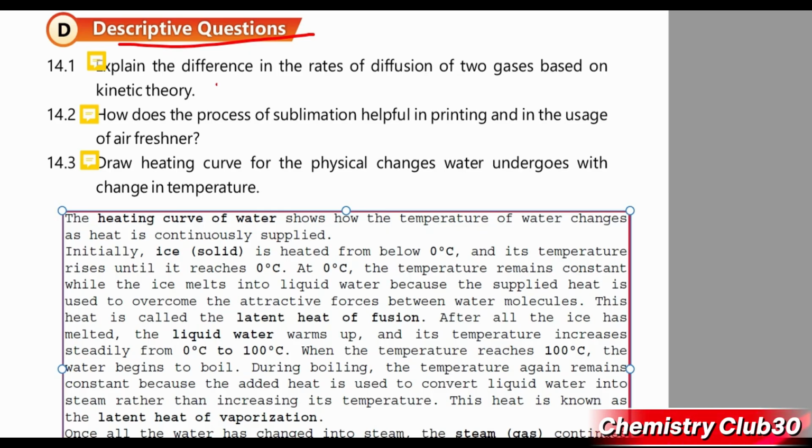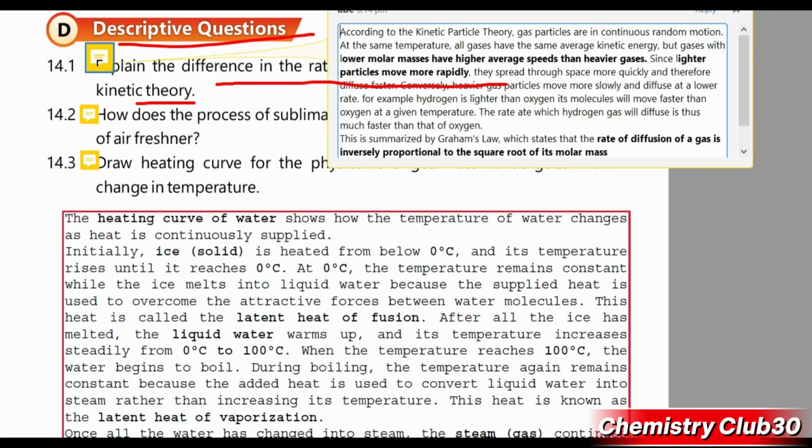Question number 1 is explain the difference in the rate of diffusion of two gases based on the kinetic theory. And the answer is, according to kinetic particle theory, gas particles are in continuous random motion at the same temperature. All gases have the same average kinetic energy, but gases with lower molar mass have higher average speed than heavier gases. Since lighter particles move more rapidly, they spread through space more quickly and therefore diffuse faster.